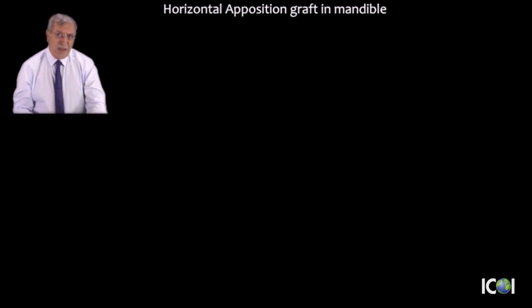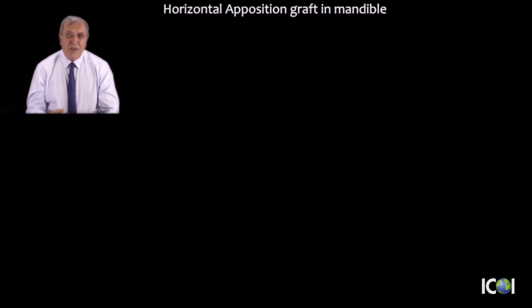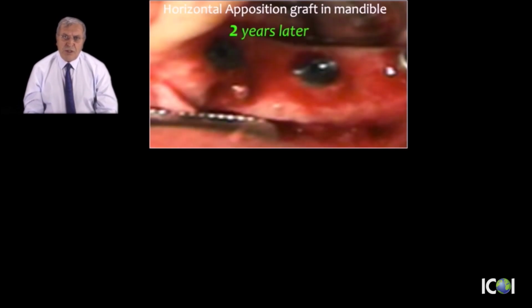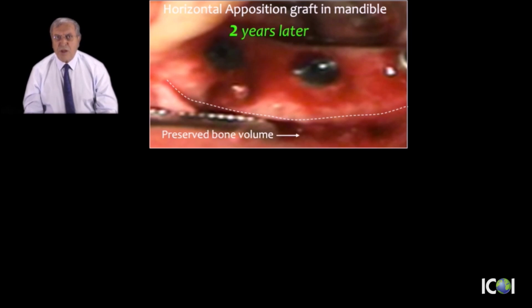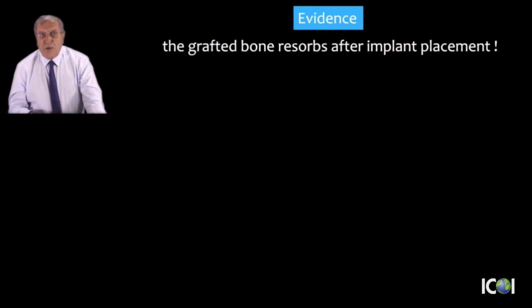Just the last example. We did a horizontal apposition graft in the mandible, and the lady disappeared for 2 years. She came back after 2 years and said, I want implants. The crest was absolutely perfect, even after 2 years. It means that without implants, the bone can be stable. But when we placed the implant, we lost the bone, the buccal bone. So the evidence now is that the grafted bone resorbs after implant placement.